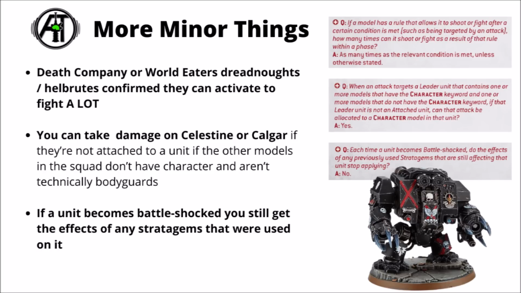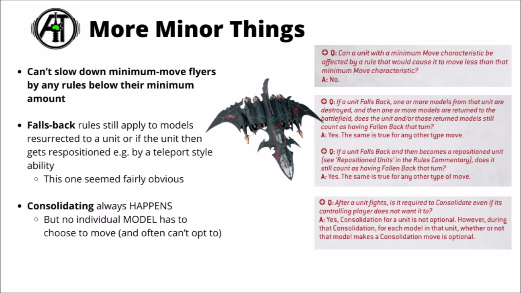If a unit's battle shocked, then you still get to use the effects of any stratagems that were used on the unit. It doesn't immediately cancel all stratagem effects, it's only stopping you using any new ones there. So you could potentially use a stratagem on a unit in the command phase and then have the unit be battle shocked in the battle shock step of that same command phase, but that stratagem could still apply for the rest of the turn. You can't slow things like flyers down to anything below their minimum movement, so no using any sort of unusual rules to stop them from being able to fly around the battlefield at their minimum distance there.